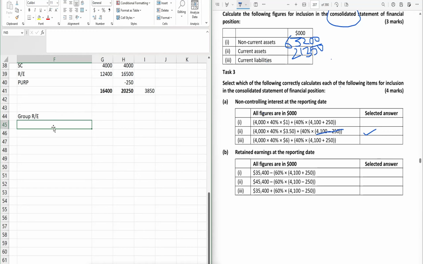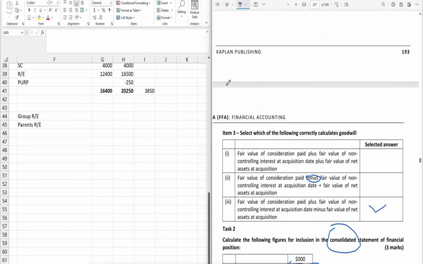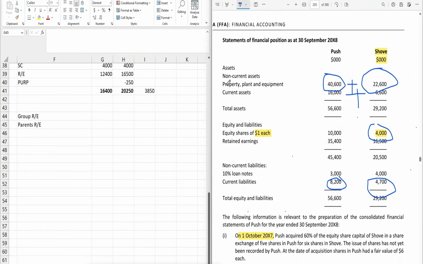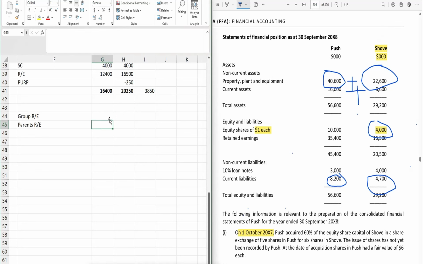For the group retained earnings, we will first take the parent's retained earnings, and in our case, the parent's retained earnings are 35,400.